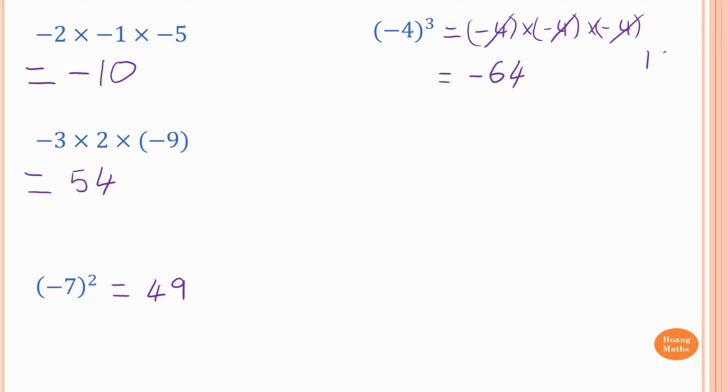Otherwise, you can just use 16 times 4. And just go 4 times 6 is 24. We write 4 down, carry the 2 on top of 1. And 4 times 1 is 4, add 2 is 6, so 64. So the answer is negative 64.